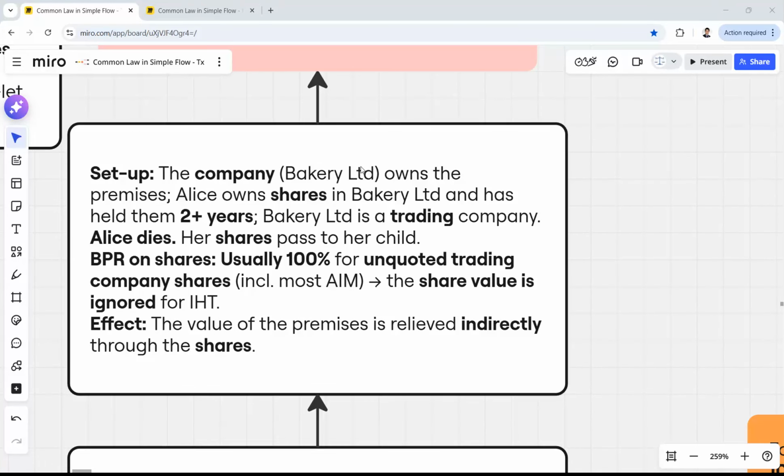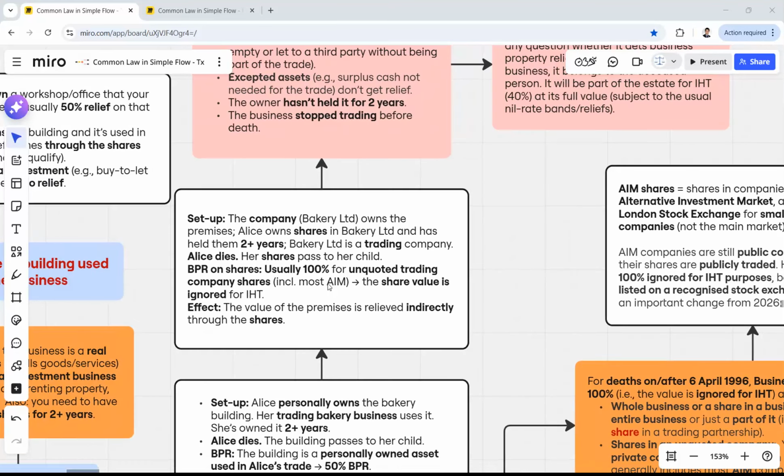And you see Bakery Ltd is limited, and it doesn't work for AIM. The AIM will be 50%, but only after 2026, so you need to pay attention to when the person died exactly.